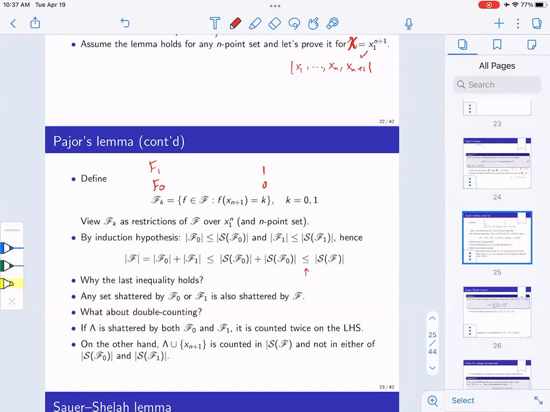So the number of points from x1 to xn that are shattered by F0, plus the number of points that can be shattered by, sorry, this would be F1, is less than or equal to the total number of points that can be shattered by F. So let's see why the last inequality holds. Any set that can be shattered by F0 and F1 is also shattered by F, right? Because these are further restrictions of F.